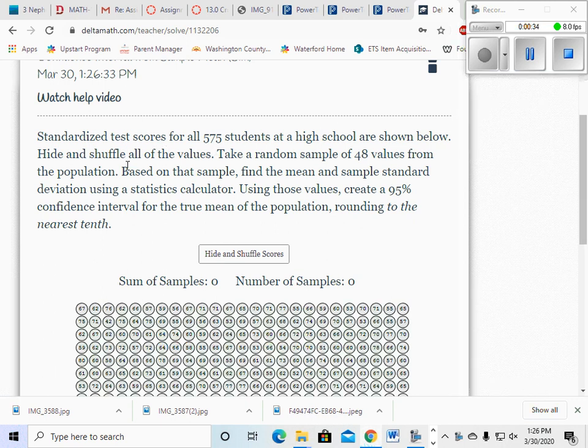Okay, so coming back to the question, we have a standardized test score with all 575 students at a high school as shown below. Hide and shuffle all values. Take a random sample of 48 values from the population. Based on that sample, find the mean and sample standard deviation using the statistics calculator. Using those values, create a 95% confidence interval for the true mean of the population, rounding to the nearest tenth.